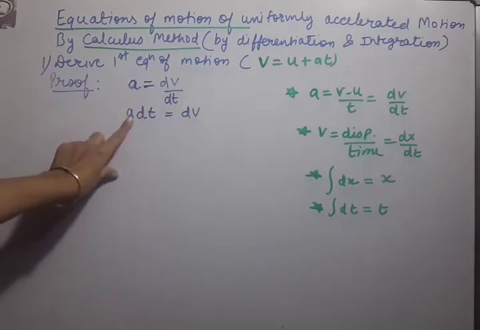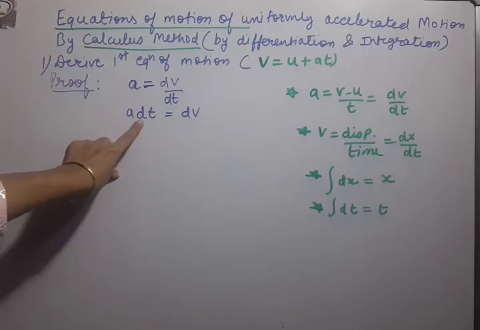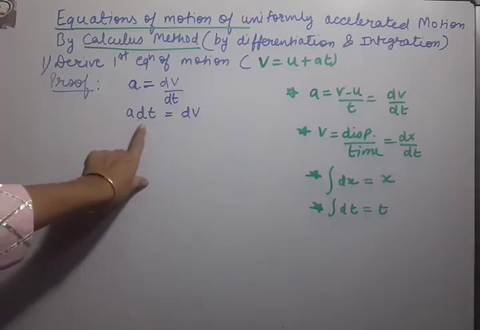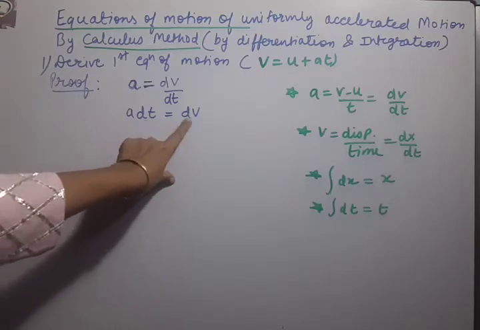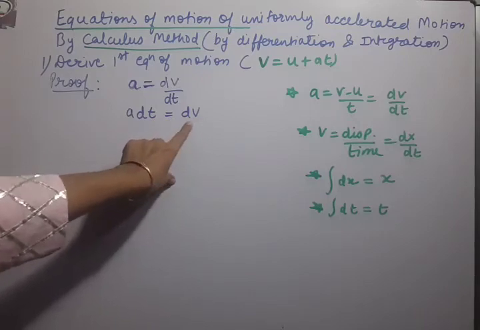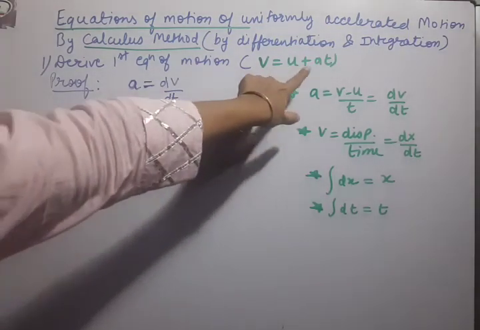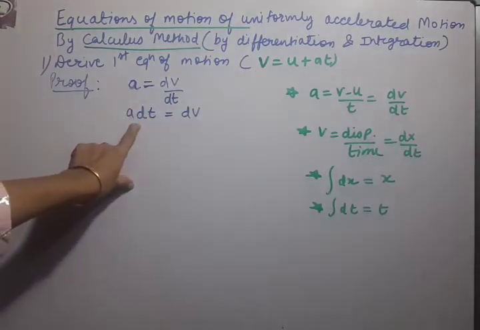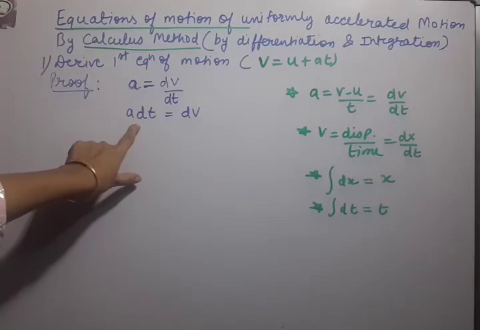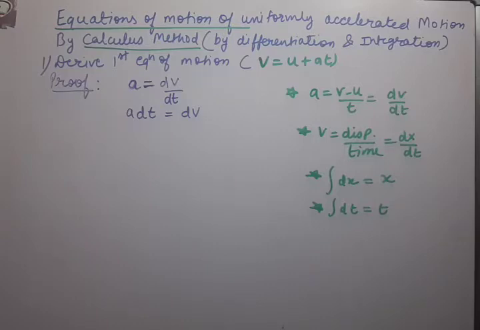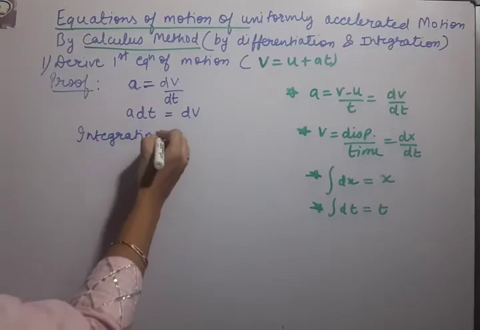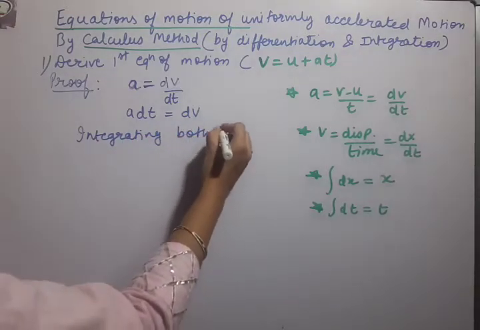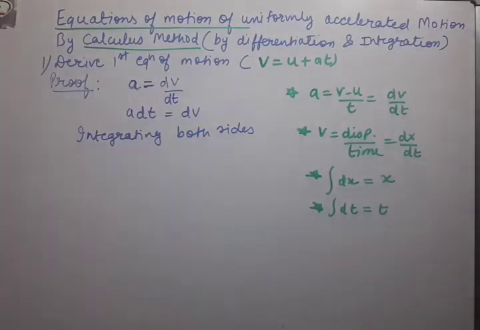Now next step what? See, in this equation we are getting d. D means differentiation. Okay, so dt is differentiated time, dv is differentiated velocity. Now in our final equation we don't want any d term, so that means we have to remove the effect of differentiation. So who will remove the effect of differentiation? That is integration, because differentiation and integration are just opposite to each other. So we will write integrating this equation both the sides. Okay, integrating both the sides.